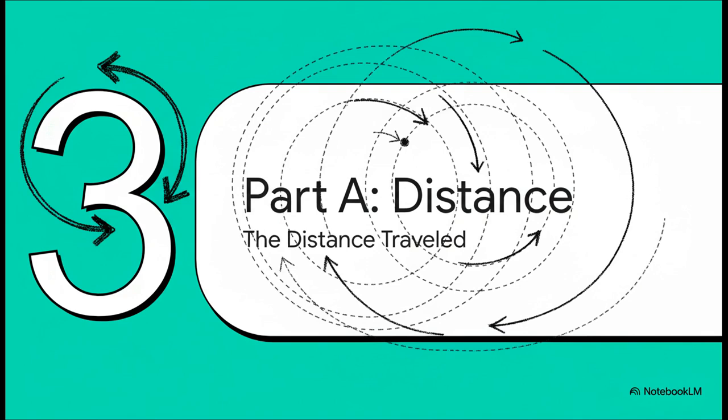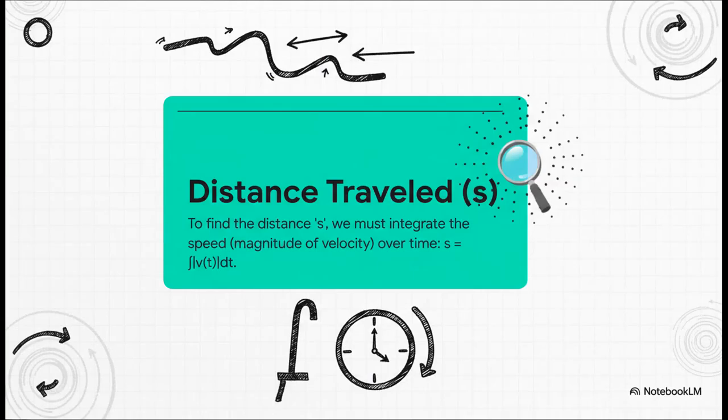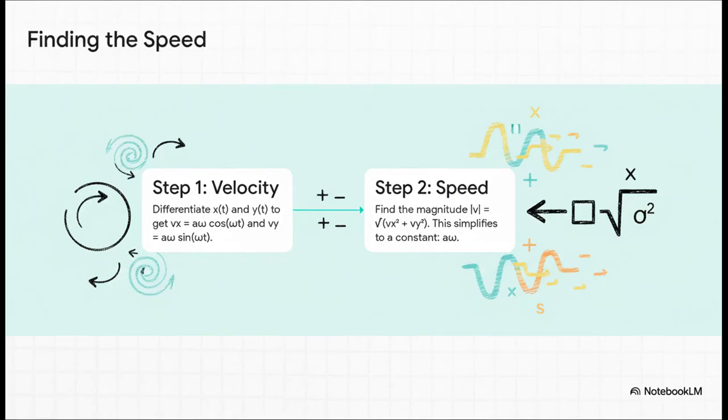Okay, so now that we know we're dealing with a circle, let's roll up our sleeves and tackle part A, figuring out the total distance the particle travels. So how do you find the distance something travels along a curvy path? Well, you basically have to add up all the teeny tiny steps it takes. And in the world of calculus, that just means we need to integrate its speed over time. So first things first, we need to find its velocity so we can get its speed. Getting the velocity is pretty straightforward, actually. We just differentiate our x and y position equations with respect to time. That gives us the two components of our velocity vector.